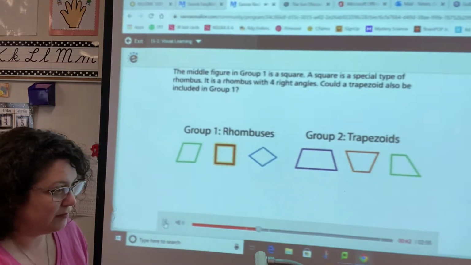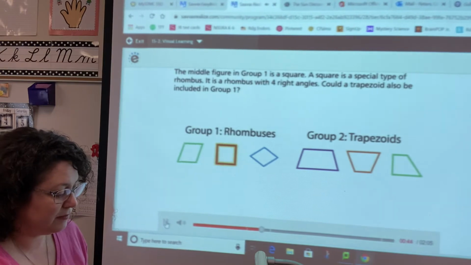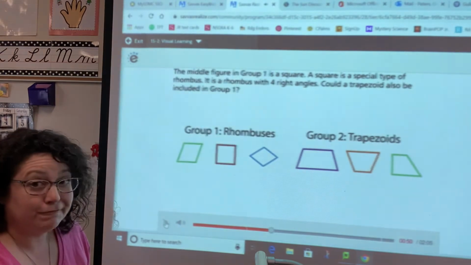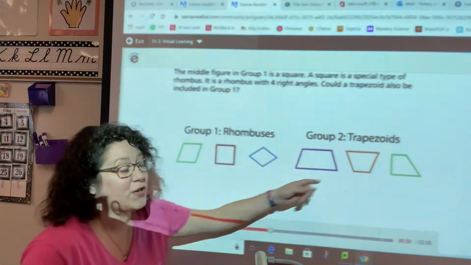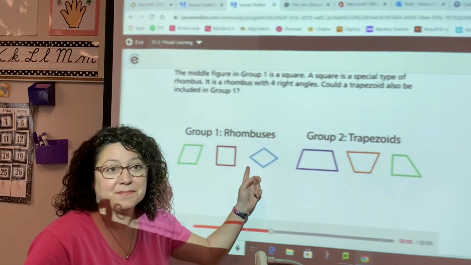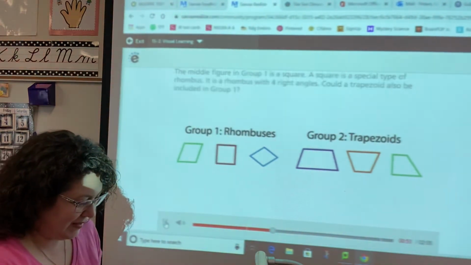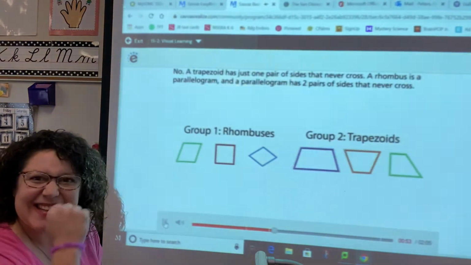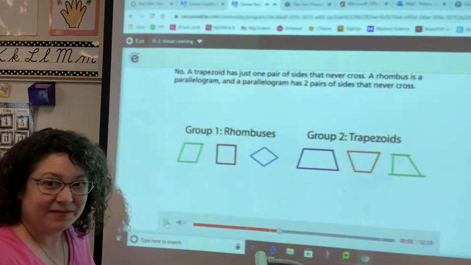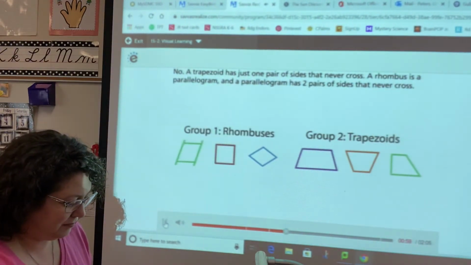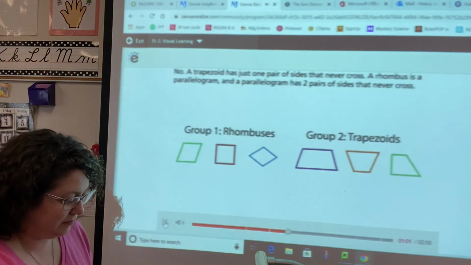A square is a special type of rhombus. It is a rhombus with four right angles. Could a trapezoid also be included in group 1? What do you think? Could a trapezoid be included here? No. A trapezoid has just one pair of sides that never cross. A rhombus is a parallelogram, and a parallelogram has two pairs of sides that never cross.